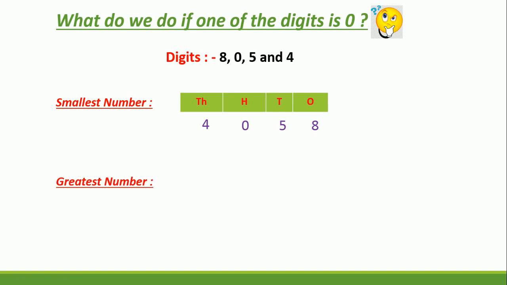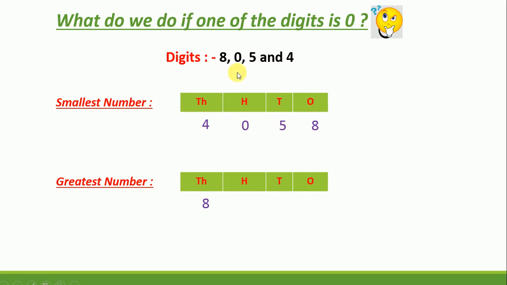Now we will find the greatest number using the digits 8, 0, 5, 4. Again, as we discussed before, to form the greatest number from the given digits, we have to identify the greatest number. So which is the greatest number? 8, 0, 5, 4. Which is the greatest number? 8. So the 8 should be placed in the thousands place.